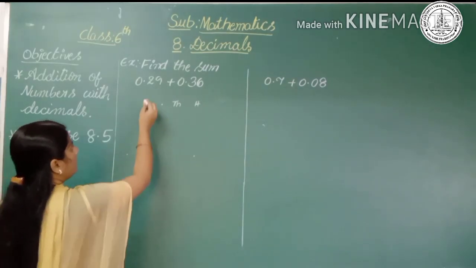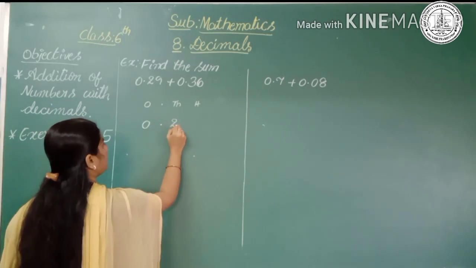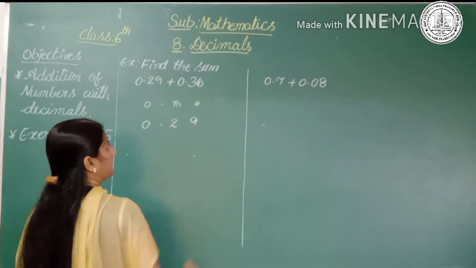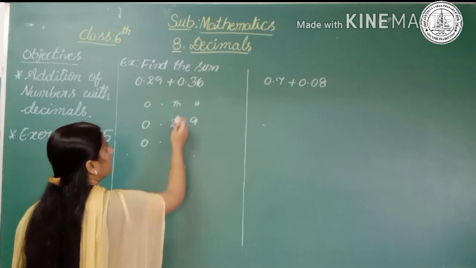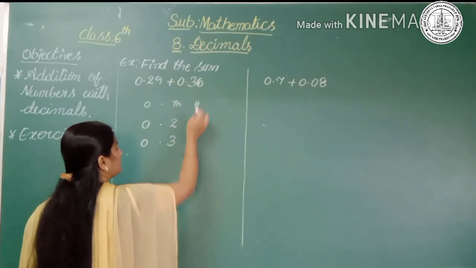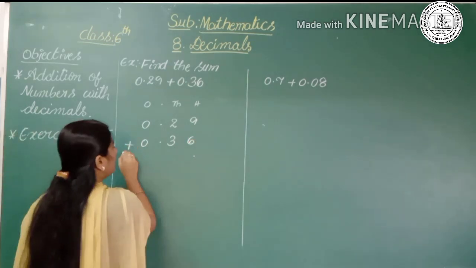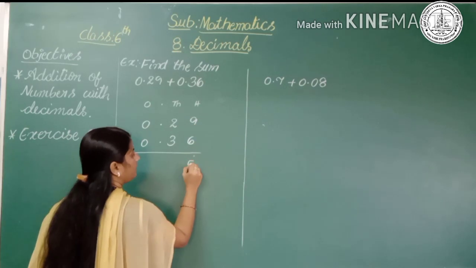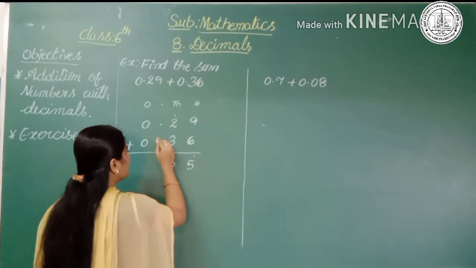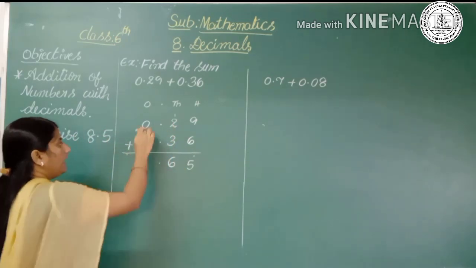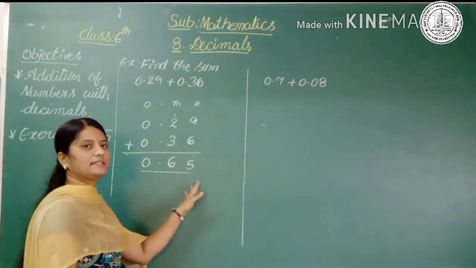Okay, now write the first number: 0.2 is in the tens place and 9 is in the ones place. Then 0 is in the ones place, 3 is in the tens place and 6 is in the hundreds place. Now add these two numbers. 9 plus 6 is 15. Keep one carry. 1 plus 2 is 3, 3 plus 3 is 6, and keep the point. And 0 plus 0 is 0. The total sum is 0.65.